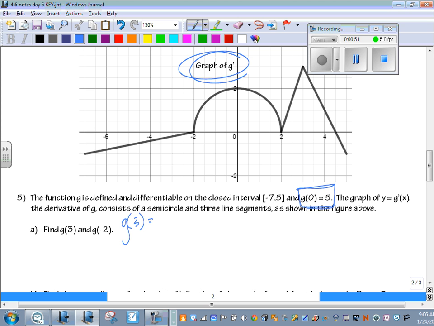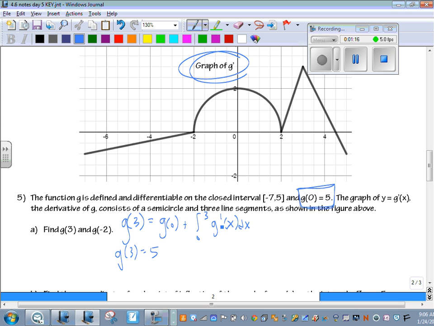So g of 3 is going to be the same as g of 0 plus the change in g from 0 to 3. Right, so we're taking the definite integral of the derivative of g from 0 to 3. That gives us the total change. So g of 0 we know is 5.